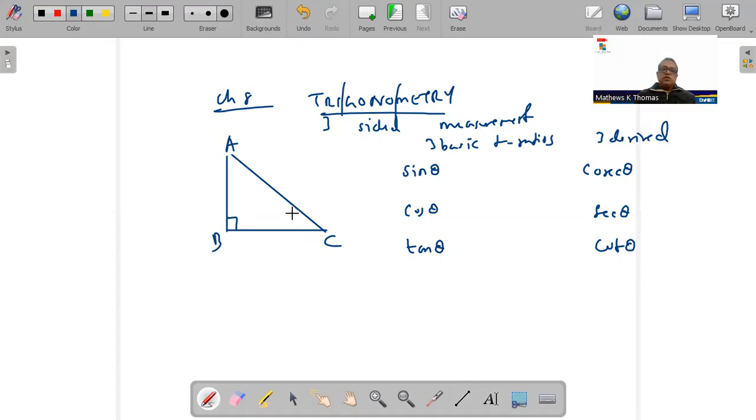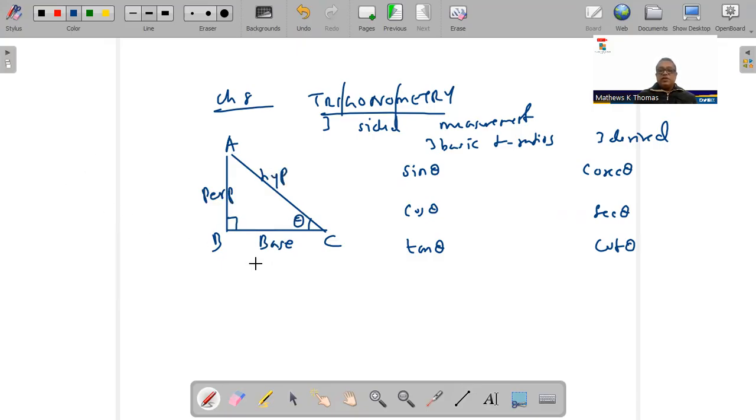So here, if this is theta, theta is the unknown angle. Theta can be taken here or here. This is 90, this is fixed. Theta is the unknown angle. When you're taking this as theta, then this becomes the base, this becomes the perpendicular, and this becomes the hypotenuse.